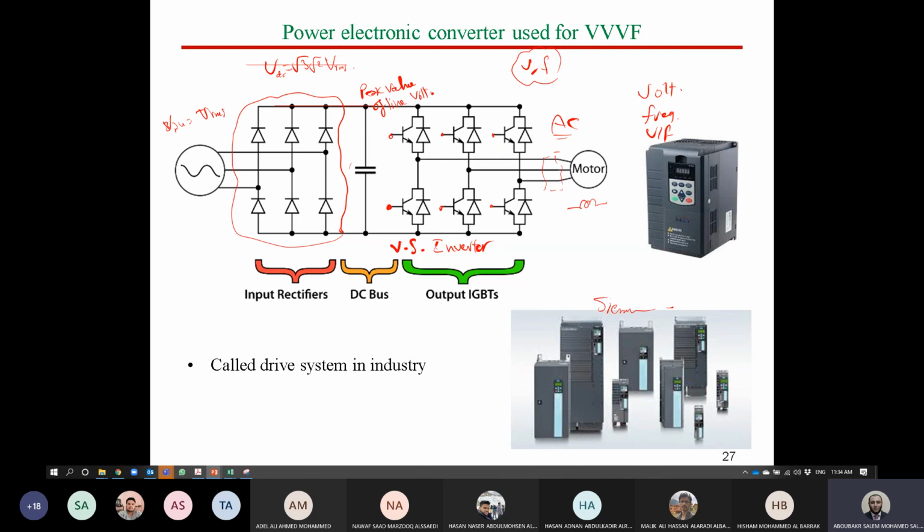But for induction motors or AC motors in general, we need to reduce only the harmonics, not to have a pure sine wave. And we can reduce the harmonics, by the way, by the control technique. So the control technique itself can reduce the harmonics, like pulse width modulation with many types. We will discuss it, inshallah, as we discussed in the last chapter.